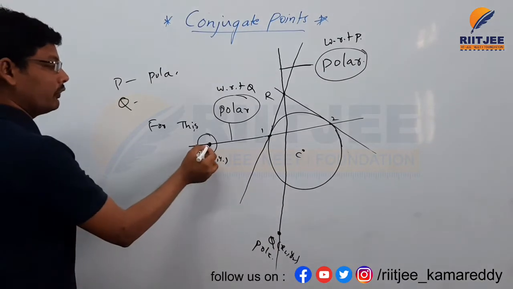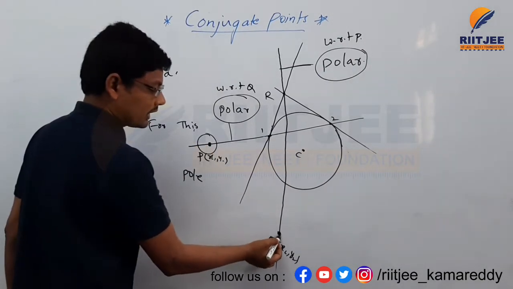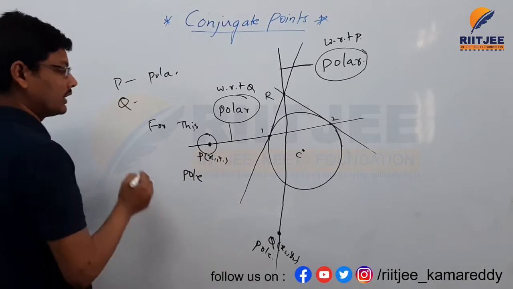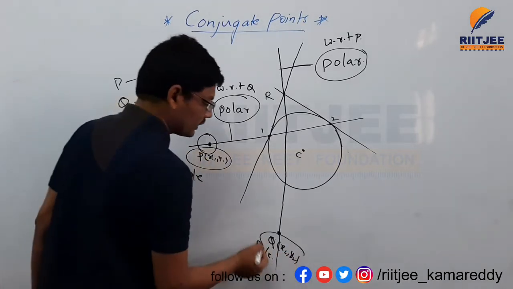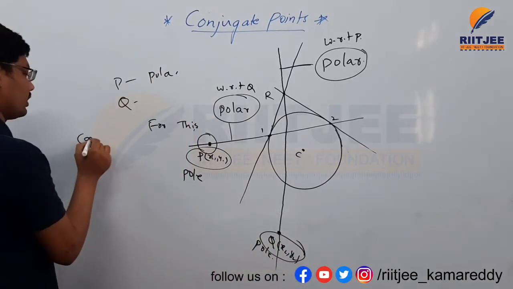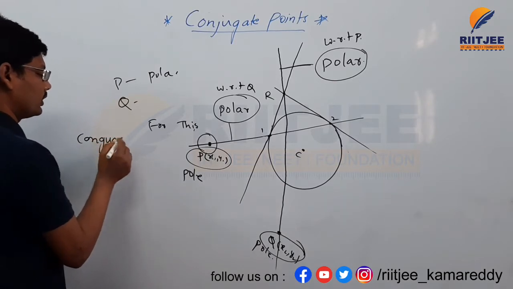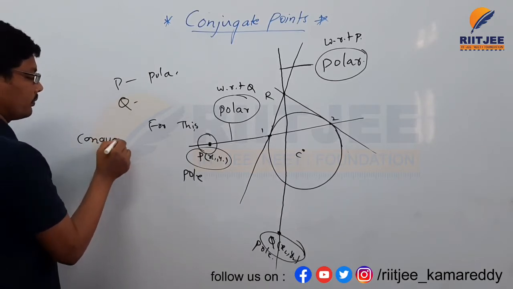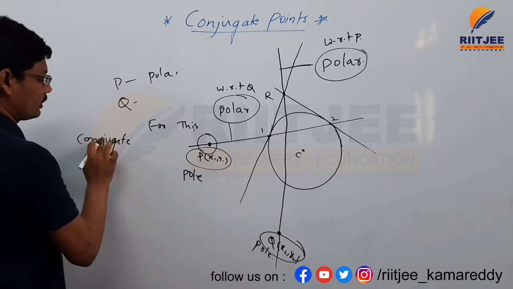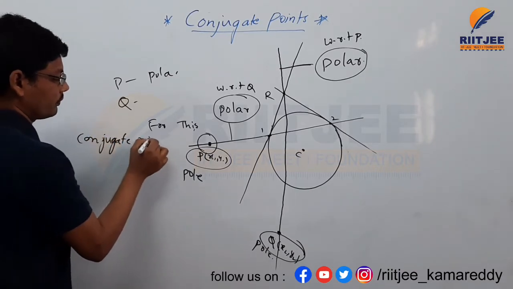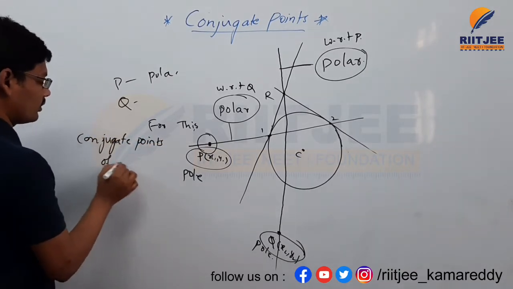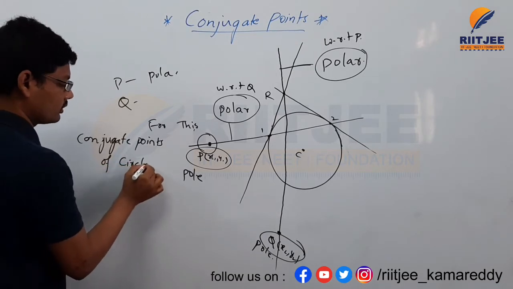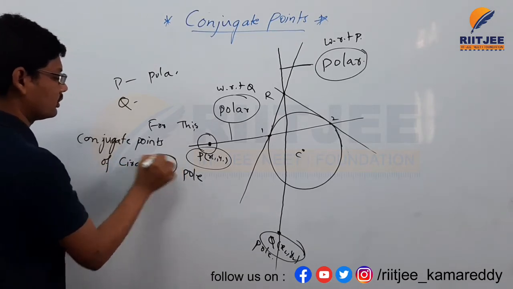Here, if two poles lie with respect to polars, these two points P and Q are called conjugate points of circle S equal to 0.